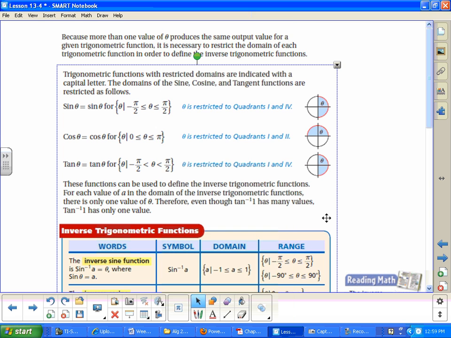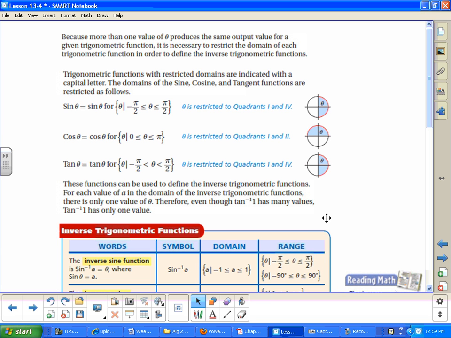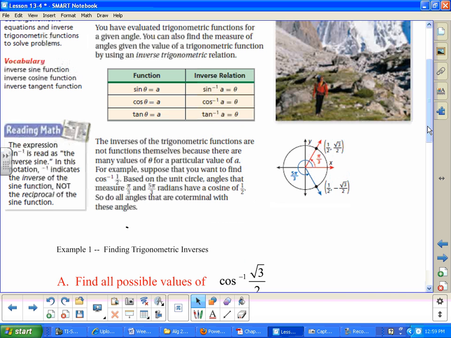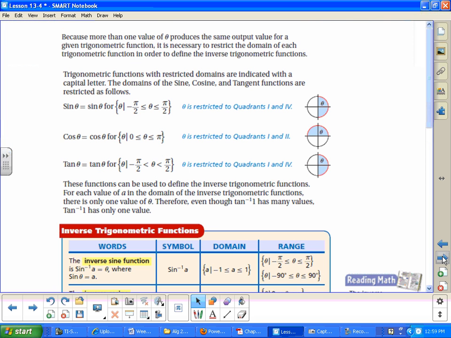So what we're going to do is look at restricting the values to where it is a function. One thing you'll notice is that when these inverse relations were written here, it does not say function. It says inverse relation. We're using lowercase letters for sine, cosine, tangent. When we use uppercase letters for them, that means we're talking about functions, and for these to be functions, they have to have restricted domains, restricted ranges.